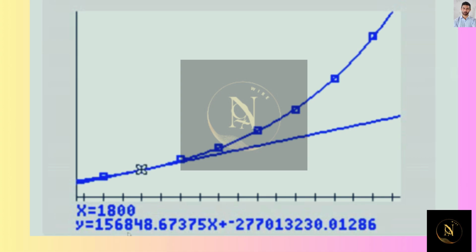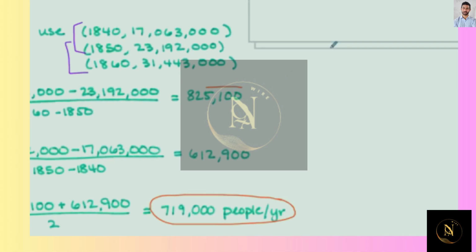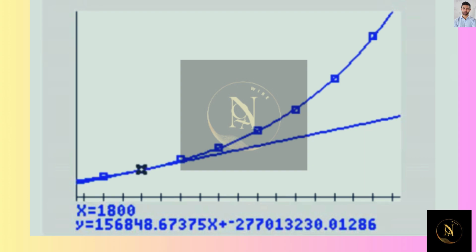So how does that compare with the number we had earlier? This is 156,848, and we had 165,550. Okay, not too far off, about 7,000 or 8,000 off from each other.